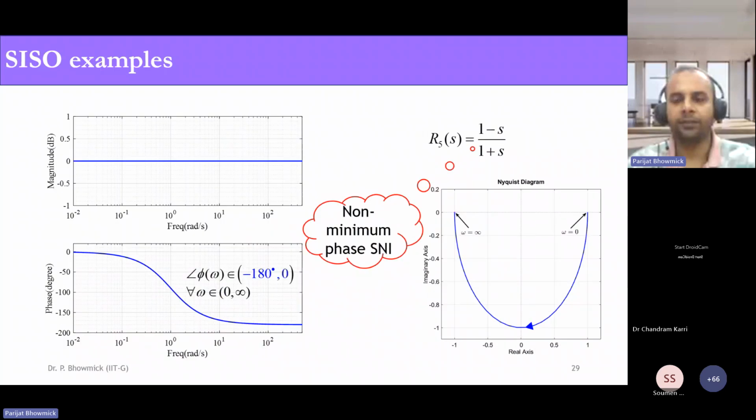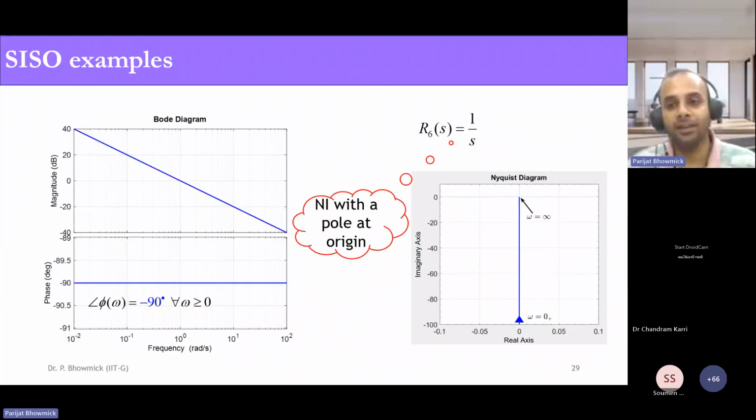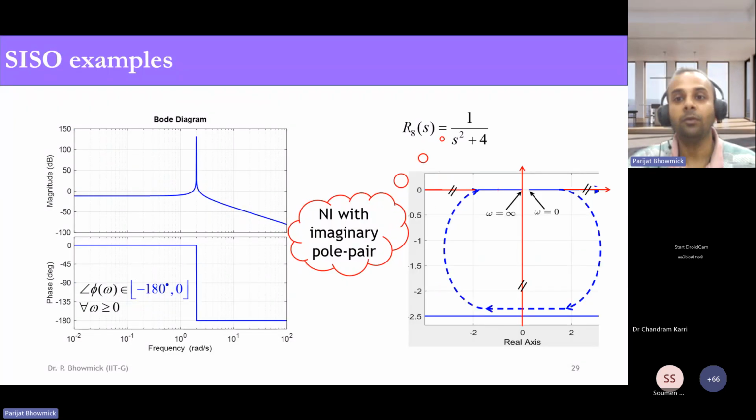And then you can also think about another system which has a non-minimum phase zero. Still, it's an SNI system, 1 minus s by 1 plus s. I hope all the EC participants will be very happy to see it, because it's a very commonly used example of an all-pass filter that satisfies the SNI property. And after that, even 1 by s squared, 1 by s, 1 by s squared plus 4, this kind of system also falls in the category of negative imaginary systems.